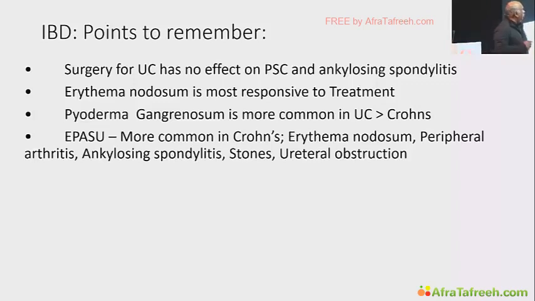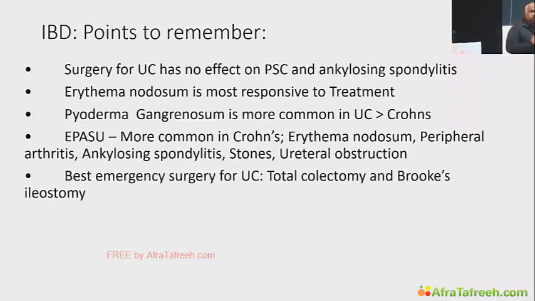Erythema nodosum, peripheral arthritis, ankylosing spondylitis, stones, and Goetz ulcer. Which stone? I told you earlier. All malabsorption. In kidney, we have oxalate stone. And in gallbladder, we have cholesterol stones. Okay? So, EPASU is common in Crohn's: erythema nodosum, peripheral arthritis, ankylosing spondylitis, stones, and Goetz ulcer.